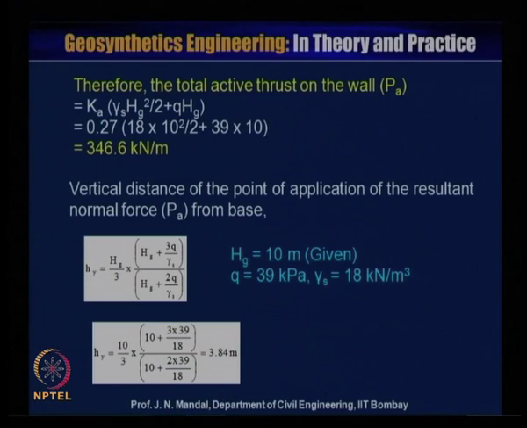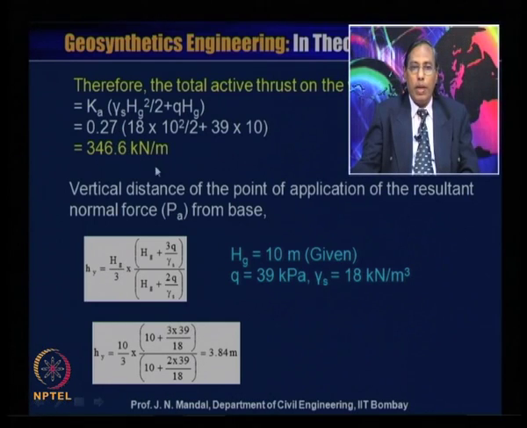Therefore, the total active thrust on the wall Pa will be equal to Ka gamma S Hg square by 2 plus Q into Hg. Ka you know is 0.27, gamma S is given as 18, and Hg is 10 squared divided by 2, plus Q, the surcharge load, is 39 and Hg is equal to 10. So you can calculate the total active thrust on the wall Pa is 346.6 kilonewton per meter.